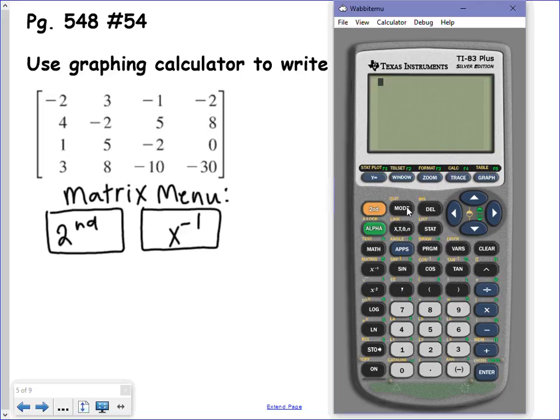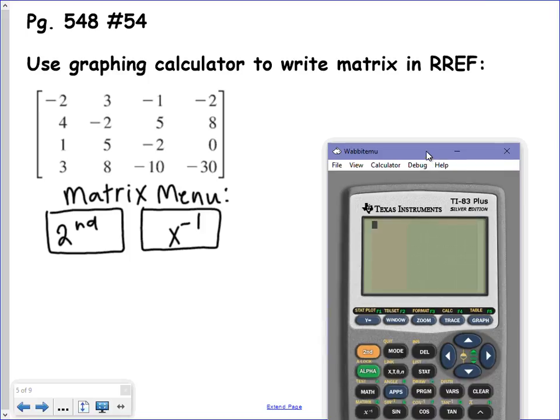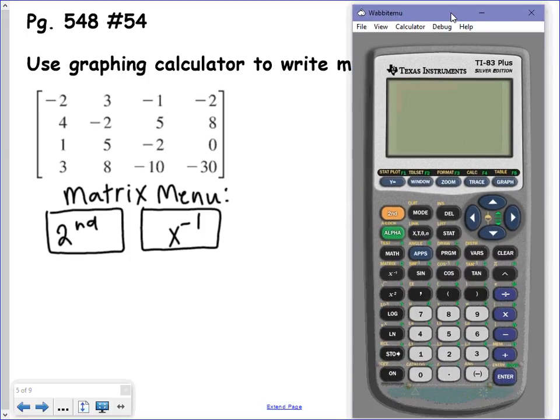Okay, now to actually calculate things, because my example says write it in RREF, which is reduced row echelon form, you have to go back to the matrix menu, so second inverse.